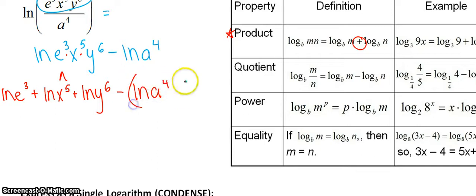And you may even want to put this in parentheses, because sometimes, if you could split something up there, you'd want to make sure all of it was being subtracted, not just part of it.